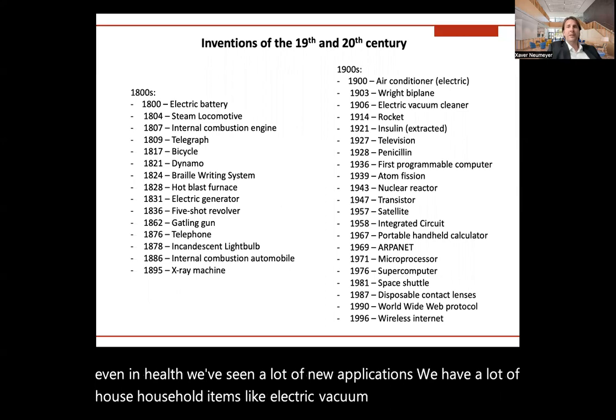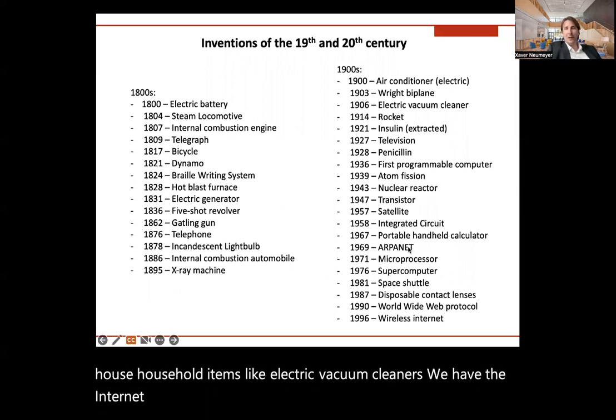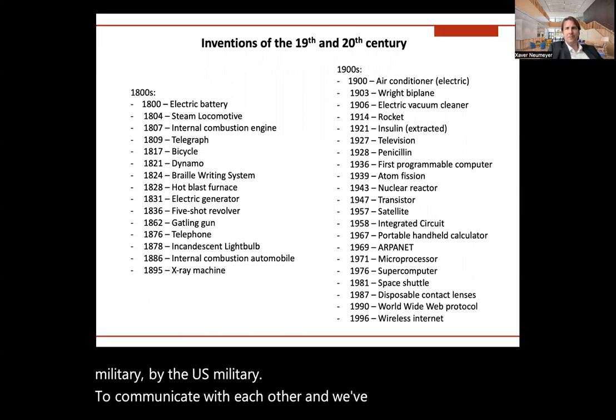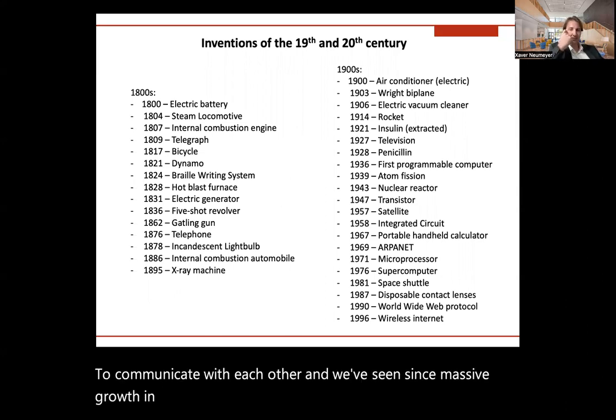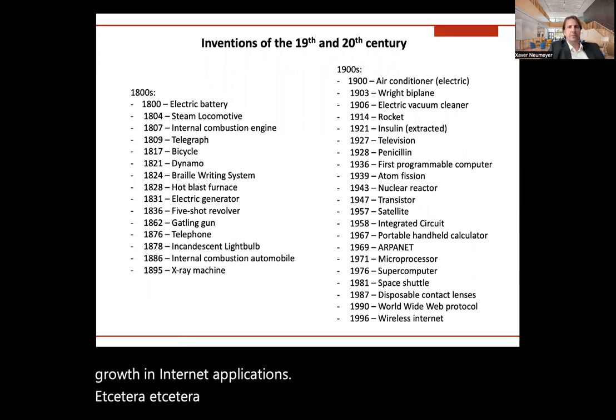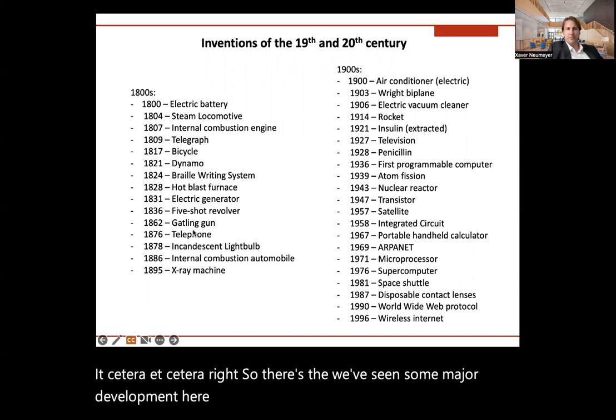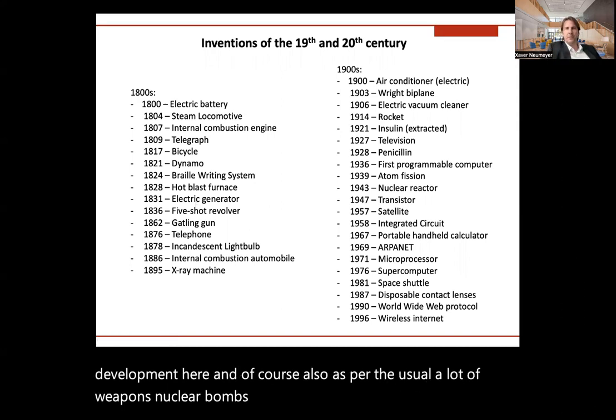We have the internet, also called the ARPANET, first developed by the US military to communicate with each other. And we've seen since then massive growth in internet applications, et cetera, right? So we've seen some major development here. And of course, as per the usual, a lot of weapons, nuclear bombs, stealth bombers, et cetera.